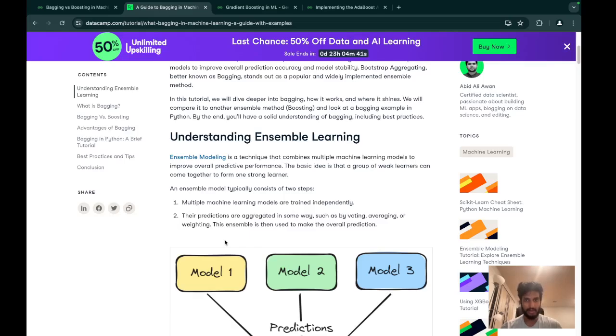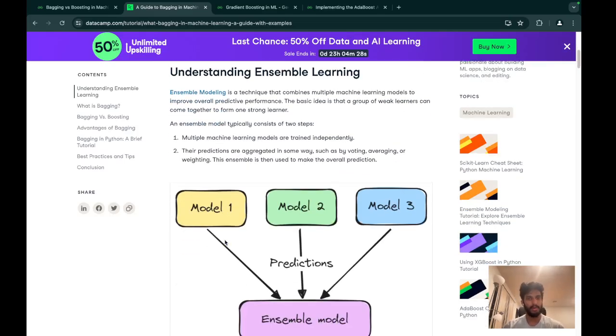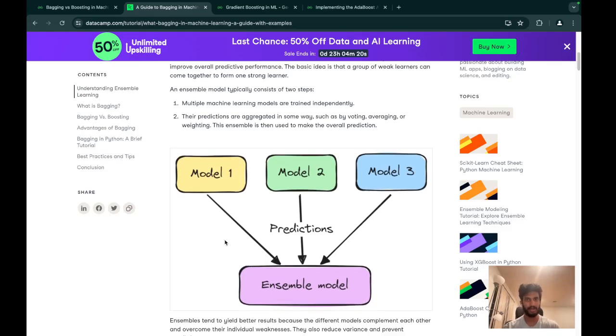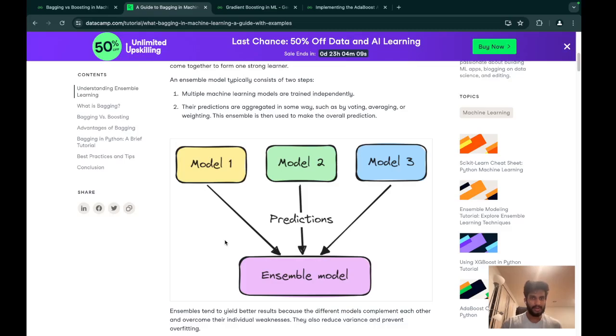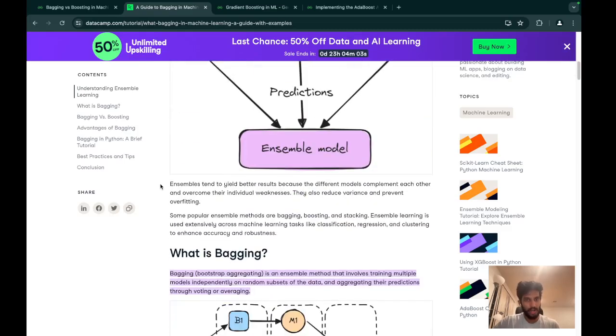Ensemble modeling is a technique that combines multiple methods to improve overall predictive performance. The basic idea is that a group of weak learners can come together to form one strong learner. An ensemble method typically consists of two steps. Multiple machine learning models are trained independently. Okay, their predictions are aggregated in some way, such as by voting, averaging, or weighting. I hope we learn what those are. This ensemble is then used to make the overall prediction, right?